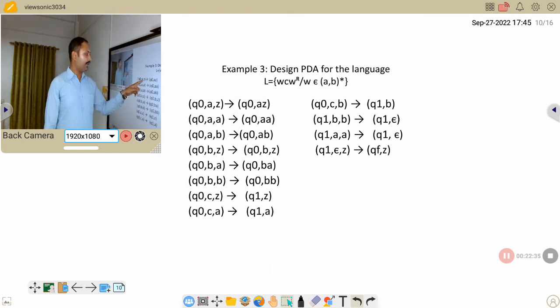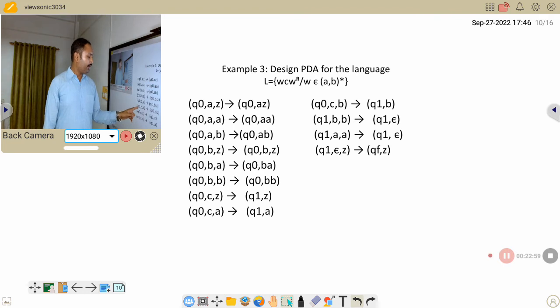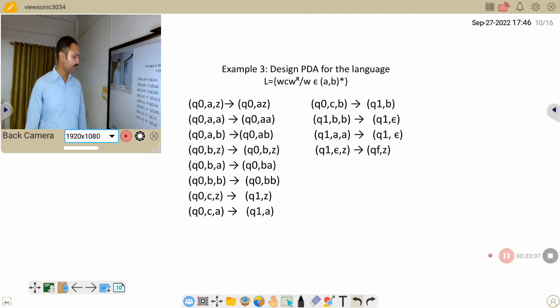The top of the stack is Z and the input symbol is A, so we can easily add A over Z. Now again we have to add another A. The input symbol is A, the top of the stack is A, so we can easily add them. Now the string continues with B, B, B. Our input symbol is B and the top of the stack is also B, so we can easily add B over B. By this way we can add the combination of A and B into the stack.